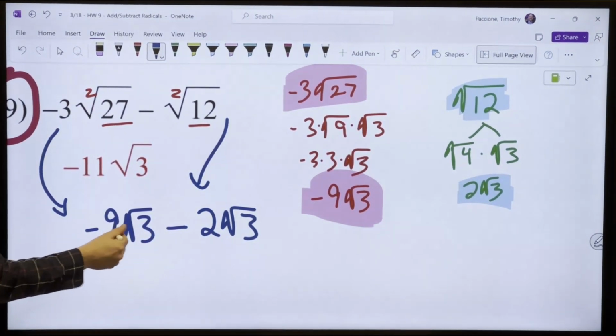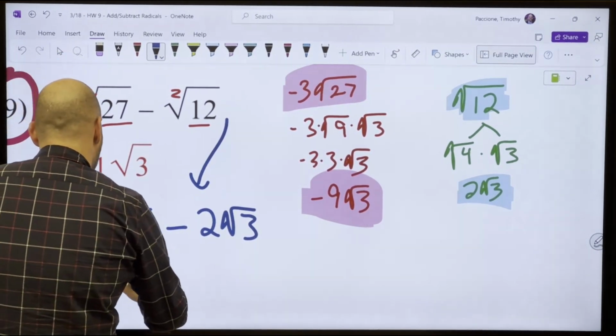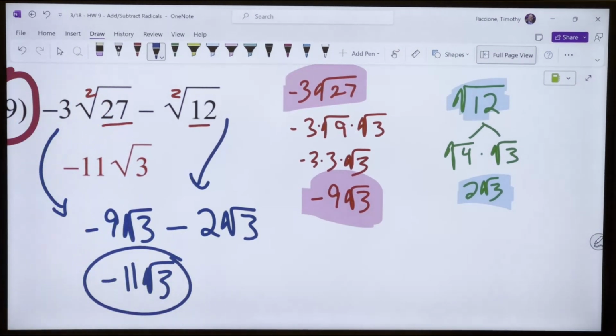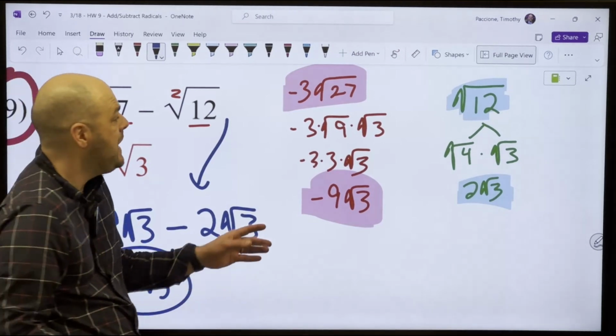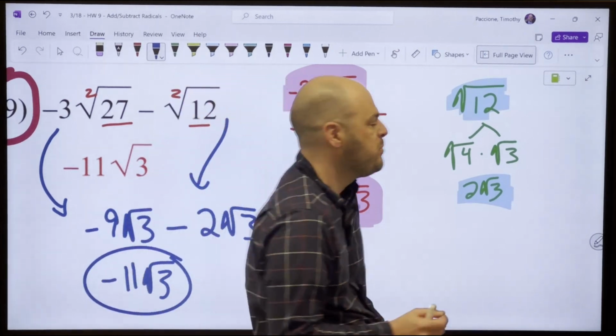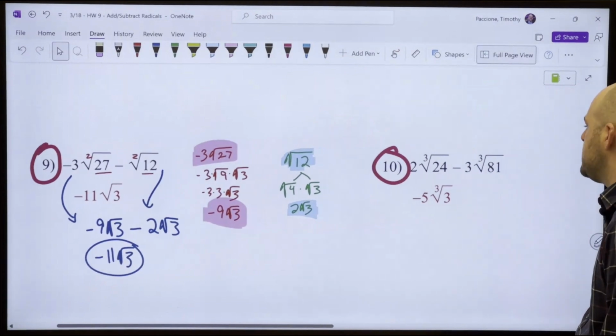It's like having minus 9x minus 2x. Well, that's minus 11, and then your thing. Minus 11 square root of 3, and that was your answer. You also could have jailbroken both of those, where you break it down all the way, and because it's a square root, you'd look for pairs, groups of 2. Okay? All right. Number 10 is quite similar.